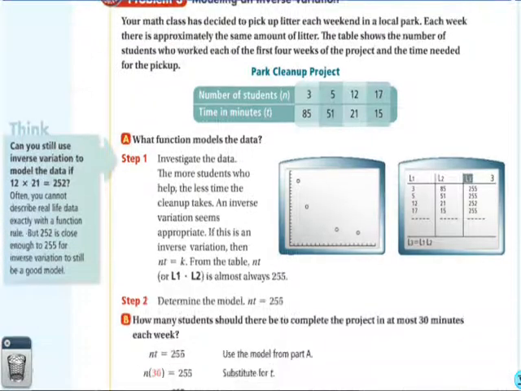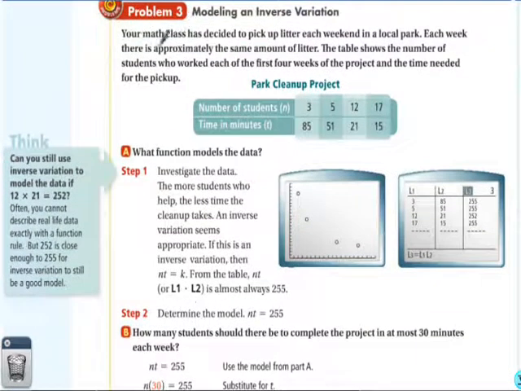Modeling an inverse variation from a word problem. Your math classes decide to pick up litter each weekend in a local park. Each week there's approximately the same amount of litter. The table shows the number of students and the time it took. So 3 students, 85 minutes, 5 students, 51, 15 students, 17.